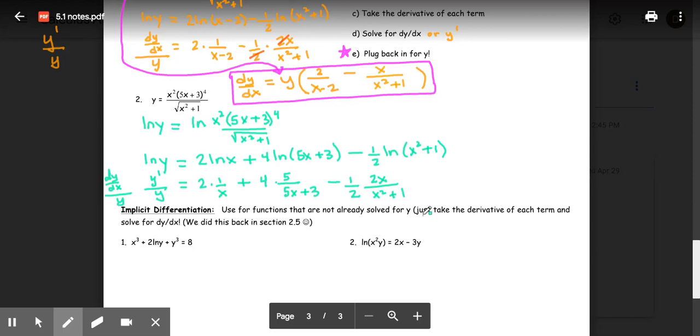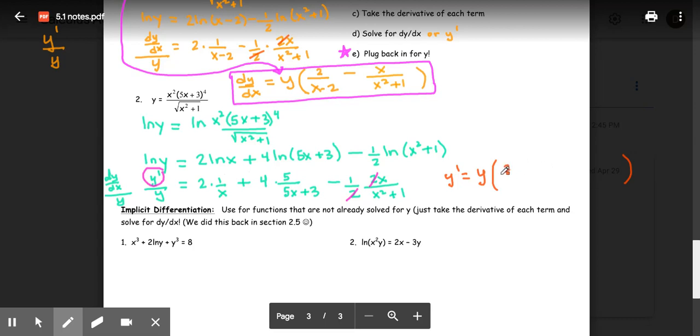Okay, and now we have 2 steps left. Solve for y prime, simplify in here. So I notice in here, those 2's will cancel. Nothing else will cancel. Don't try to cancel these 5's. You can't do that. So I want to solve for y prime. So to solve for y prime, I'm going to multiply through by what? By y.